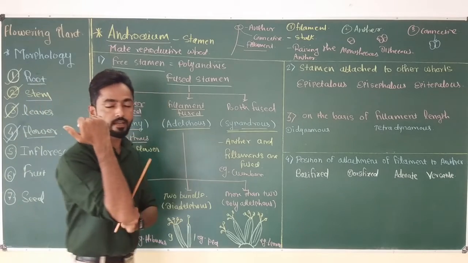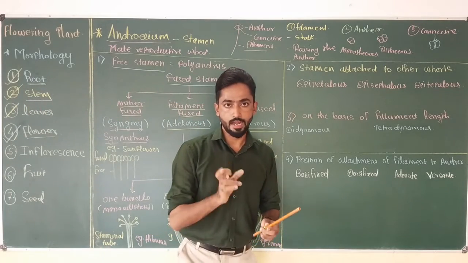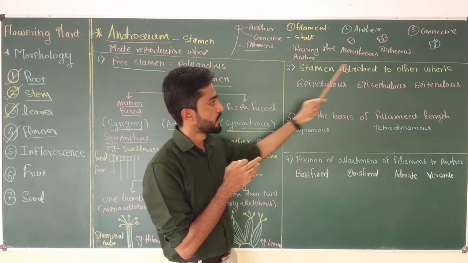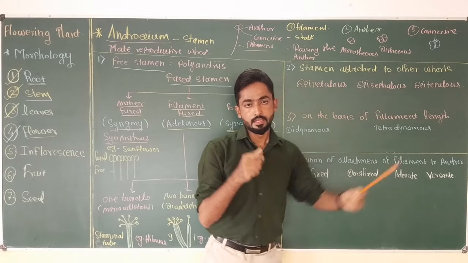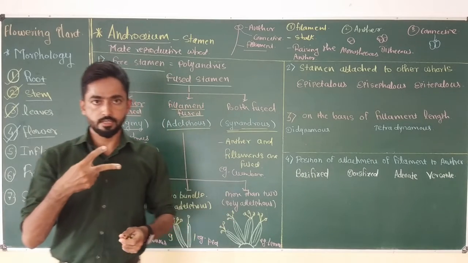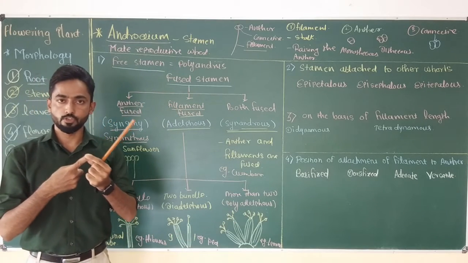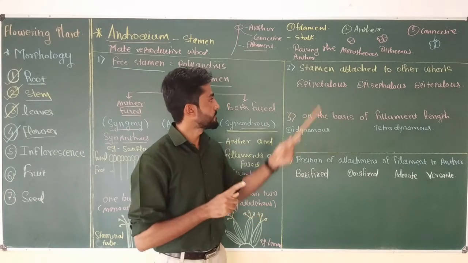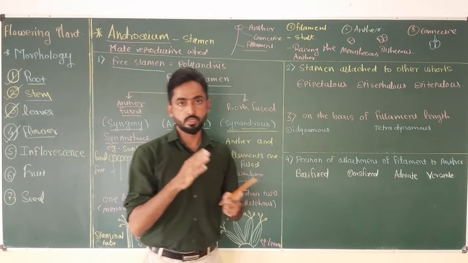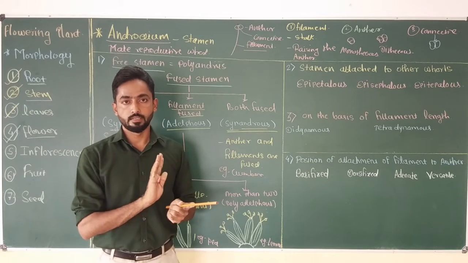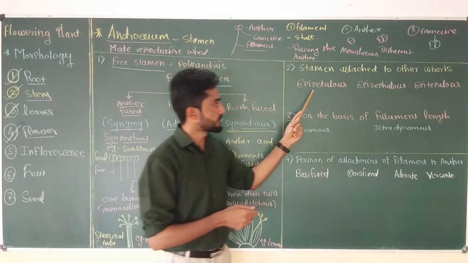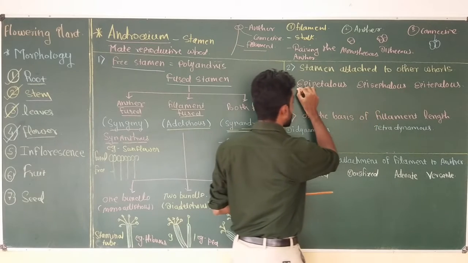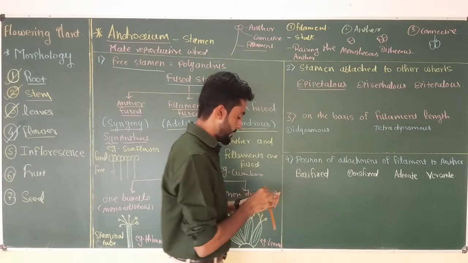The next criterion for classification of the androecium is on the basis of attachment of the stamen to the other whorls. Okay, there are 2 important whorls present in the flower, that is calyx, whose individual member is the sepal, and corolla, whose individual member is the petal. Sometimes the stamen gets attached with the calyx and corolla, and such arrangements are described by 3 different types. Number 1 is epipetalous. What is epipetalous?